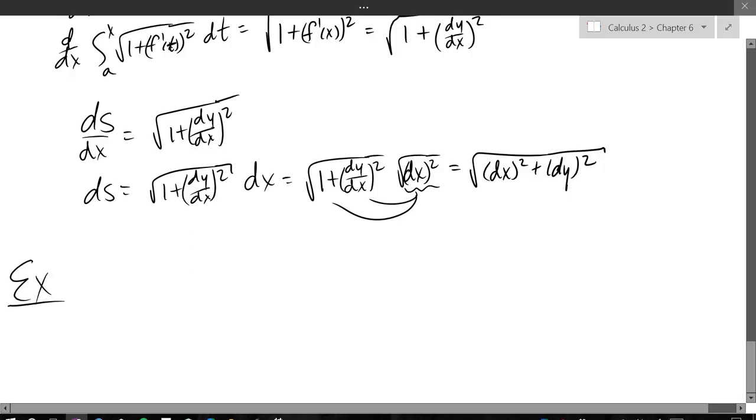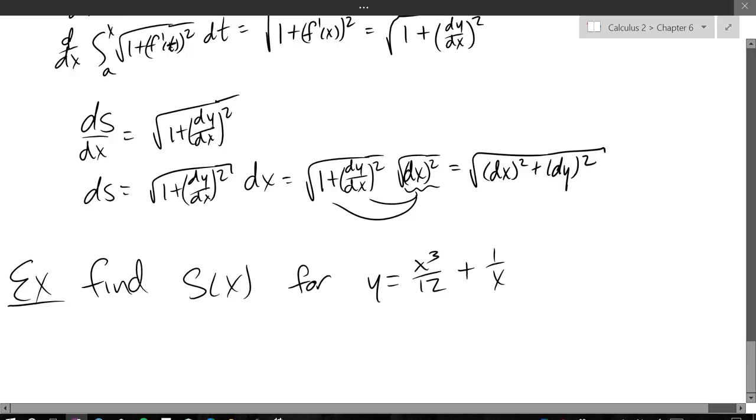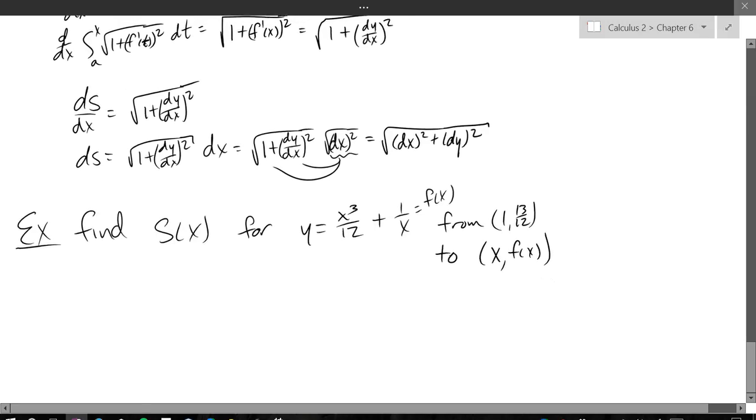So we'll do one last example in this section. Find S of x, the arc length function for our second example, which was y equals x cubed over 12 plus 1 over x from 1 comma 13 twelfths to, so last time we went to the point 4 comma 67 twelfths, but now we're going to go to x comma, let's see, this is the f of x, so it'll be x comma f of x. All right, find S of x for this function.